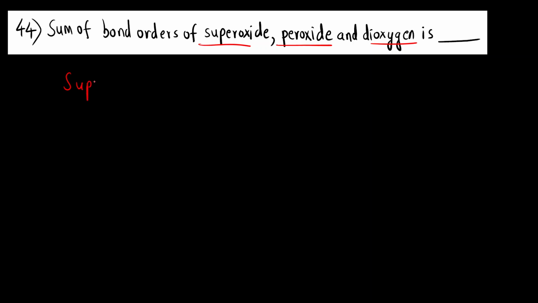What is superoxide? Superoxide is O2 minus. What is peroxide? Peroxide is O2 and charge is 2 minus. What is oxygen? Oxygen is O2, 0 charge.